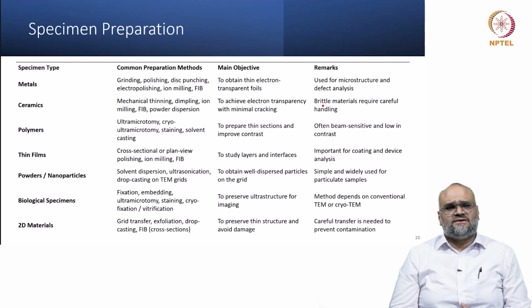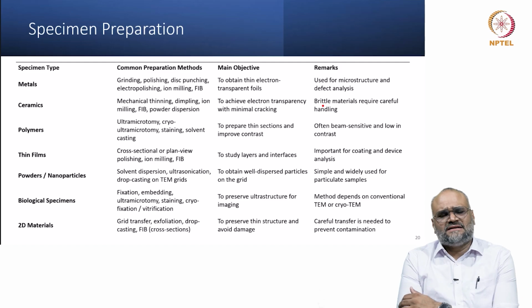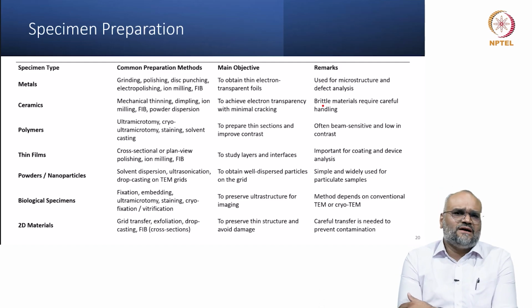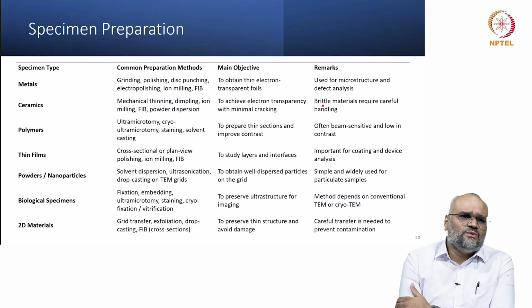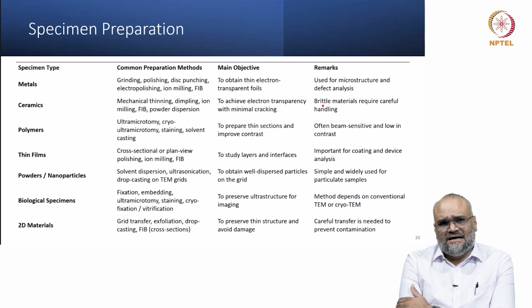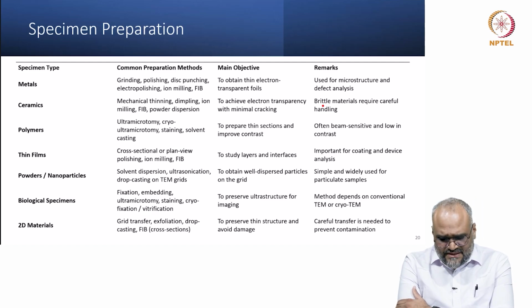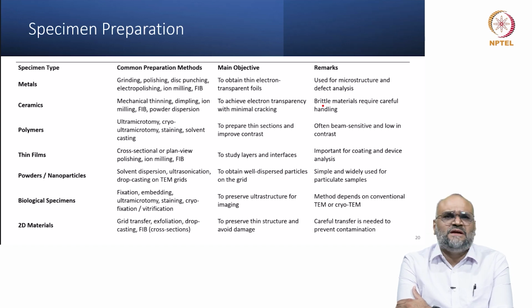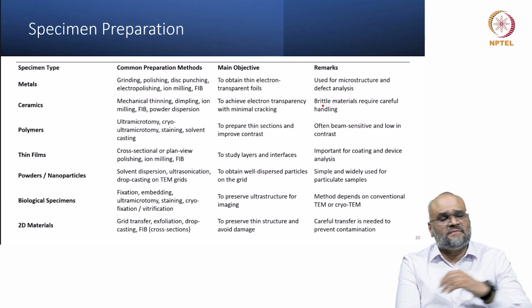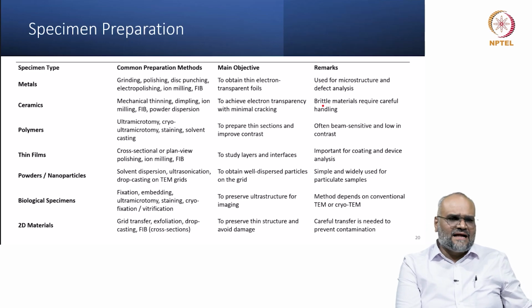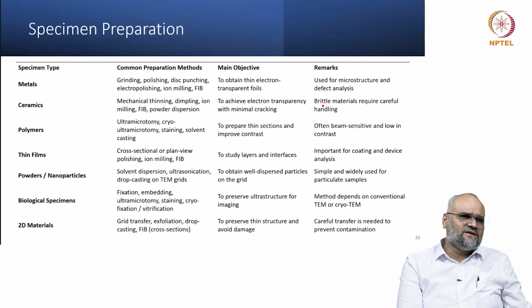And then when you look at two-dimensional materials, you either deposit them on a substrate, but you want them to be freestanding, so you want to do some kind of grid transfer or exfoliation or drop casting. And in some rare cases where the two-dimensional materials are few layers, you also prepare them by focused ion beam as well. The whole intention here is again to preserve the thin structure and minimize the damage as much as possible. You also do not want contamination as a consequence of the transfer process.